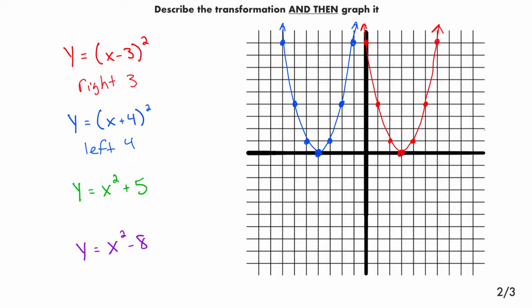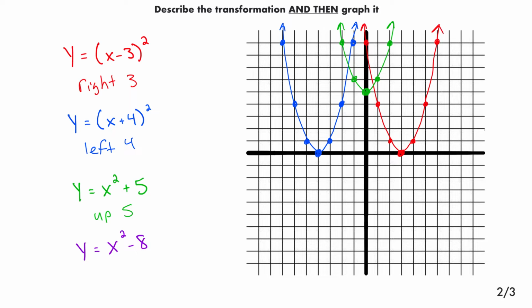Number 3 in green. Now I'm dealing with a plus 5, but it's on the outside of the quadratic. It's not the part that's being squared. That tells me movement up and down. The 5 is going to tell me to go up 5. So we go up 5, which is right here. And then we graph the normal points. There's our quadratic. And we're done with that problem.